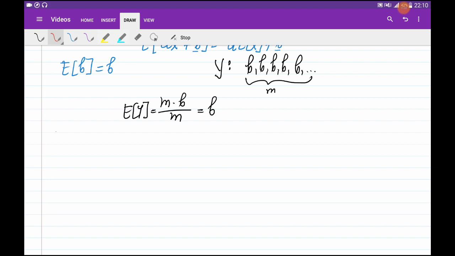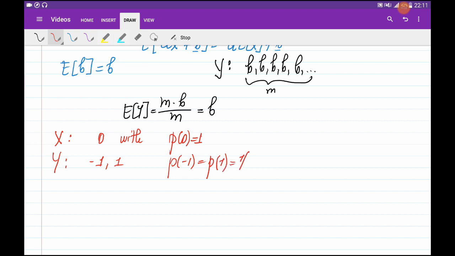Now let us consider the expectation of the following three random variables. I've got the random variable x, which takes only 0 with probability 1. And I've got the second random variable y, which takes -1 and 1 with equal probabilities, equal to 1 over 2. And I've got another one, omega, whose possible outputs are -100 and 100 with equal probabilities, so taking -100 or 100 has probability 1 over 2.